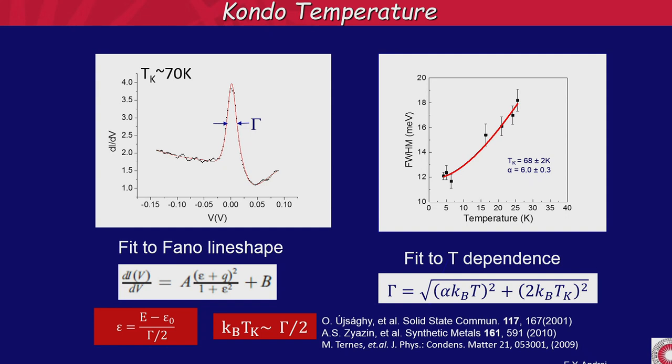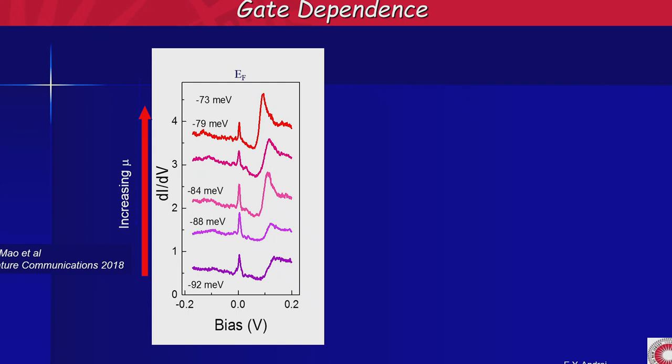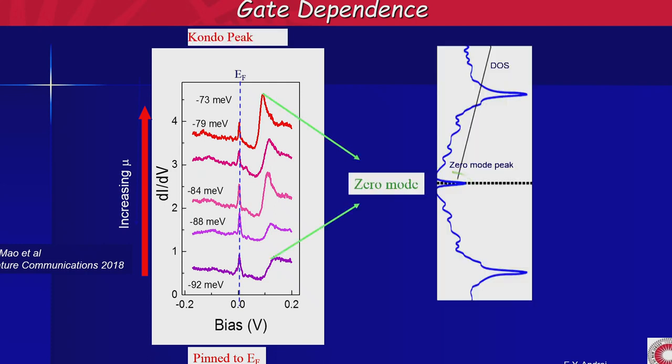So this is all very nice. The next thing that we do: the Kondo peak has to be stuck to the Fermi energy. Since we can dope the system, we can move the Fermi energy, so we can see if it's stuck there or not. Maybe this is an artifact. So we dope it. Now we increase the chemical potential, from minus 92 up to 73. This peak is completely stuck to the Fermi energy. The other peak is the zero mode. It kind of moves in. It moves in. So this is our zero mode. This is a good sign. This looks like a Kondo peak.